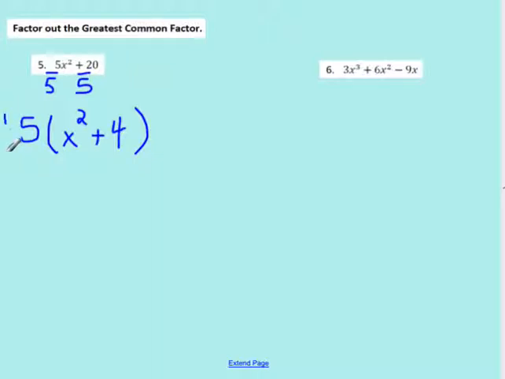Okay, so this right here is my final answer. Again, I couldn't take any x's out because this term right here did not have an x in it. Let's take a look at number 6.